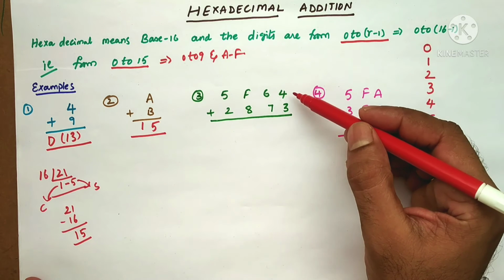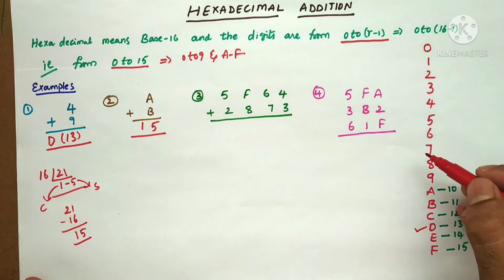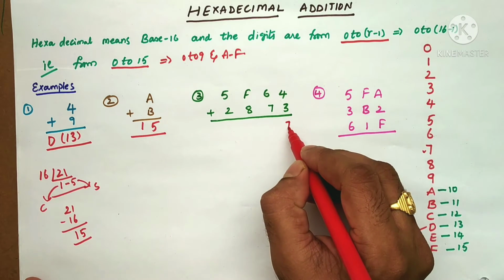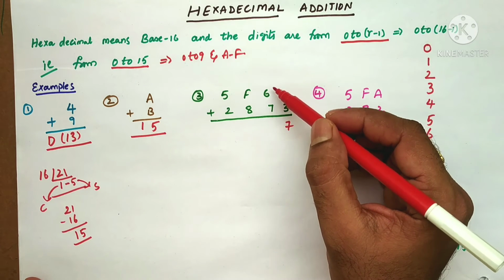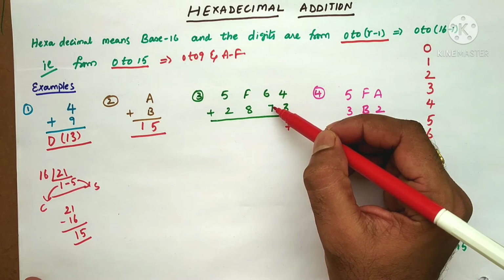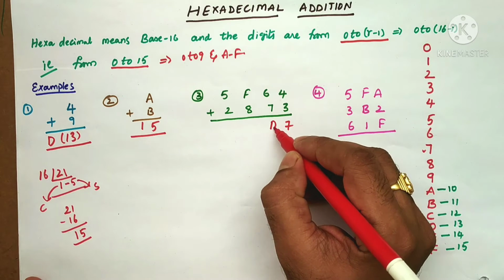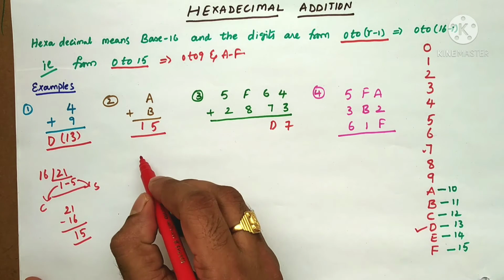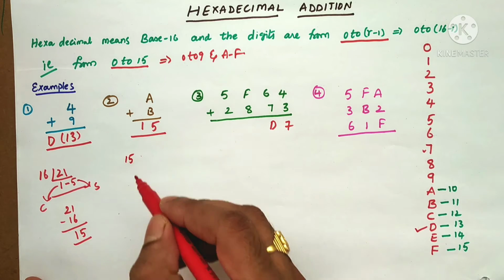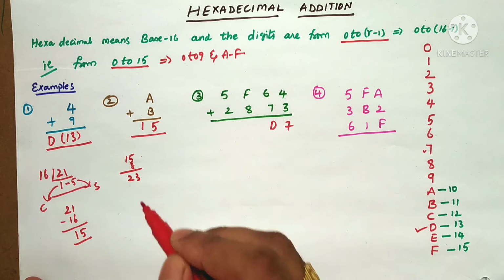Now 4 plus 3 means 7. 7 is in the hexadecimal number system, so write it here. 6 plus 7 means 13. 13 is in the hexadecimal number system. 13 means D, so write D here. F plus 8. F means 15, plus 8 means 23. The answer is 23.